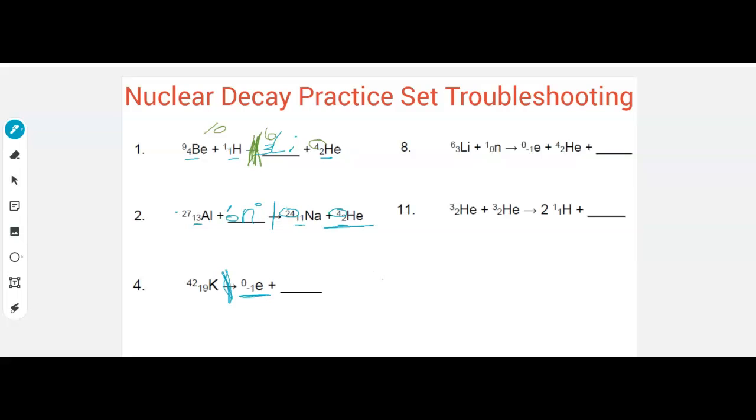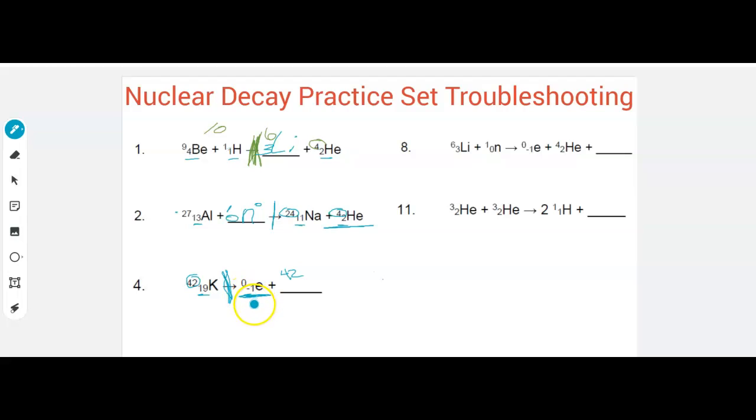I still look to the left and the right, and I have to make the top mass numbers equal, and I have to make the bottom atomic number equal as well. On the top left, I've got 42 in the mass position. On the right, I have a 0. So that's easy. What do I add to 0 to equal 42? And the answer is 42. The bottom number, not any more difficult, but you have to be careful. On the left, I've got 19, and on the right, I have a -1, so you have to be careful.